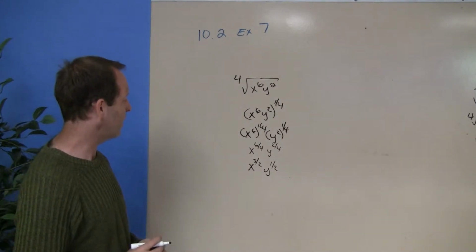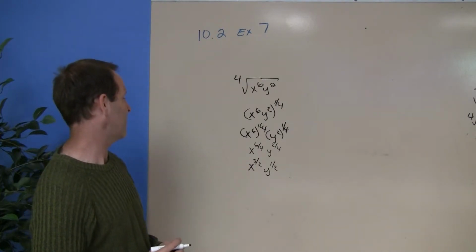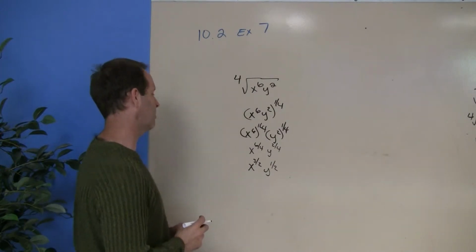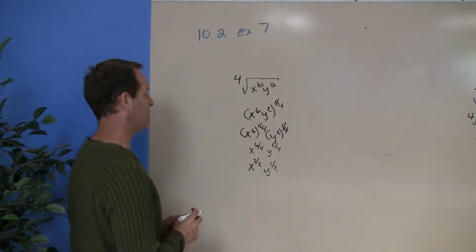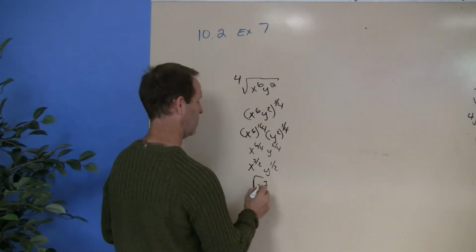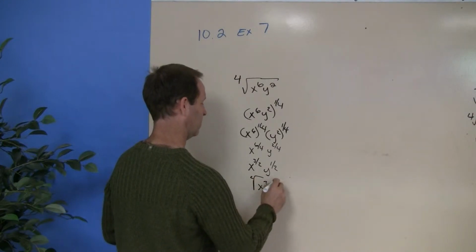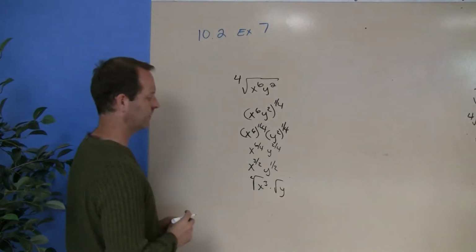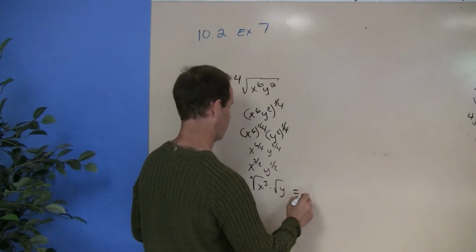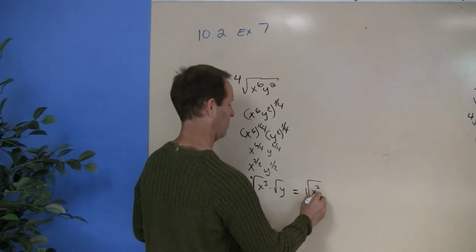And now I'm down in exponent form. I can mess around with it a little bit more and bounce it back. So this becomes the square root of x cubed times the square root of y. And since they're both square roots, I can multiply them inside. And so that becomes the square root of x cubed y.